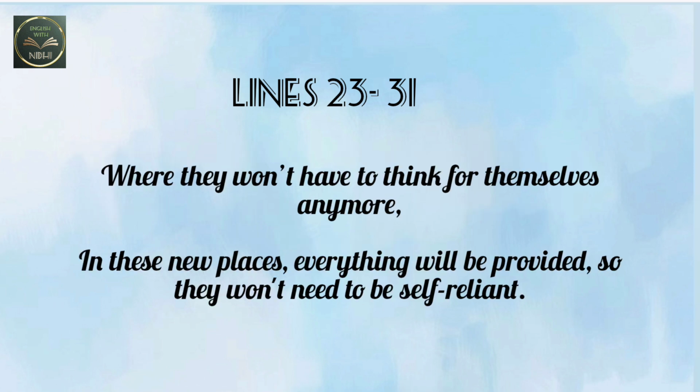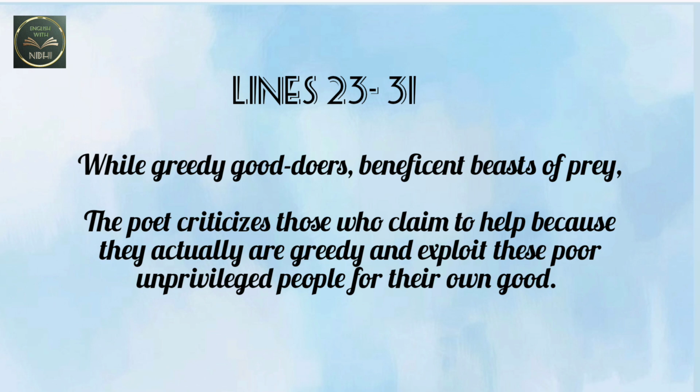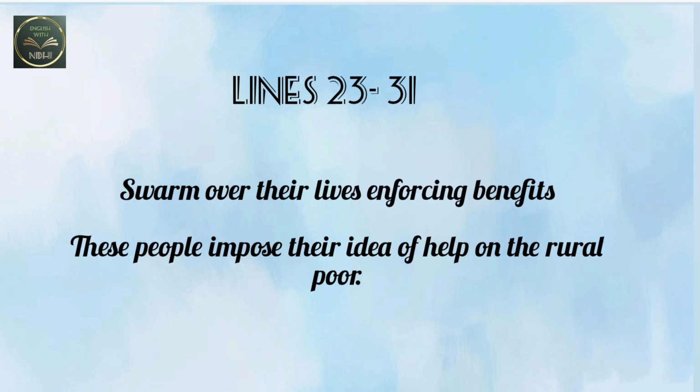Line 26. Where they won't have to think about themselves anymore. That is, in these new places, everything will be provided. So, they won't need to be self-reliant. Line 27. While greedy good doers, beneficent beasts of prey. Here, the poet criticizes those who claim to help, because they actually are greedy and exploit these poor unprivileged people for their own good.